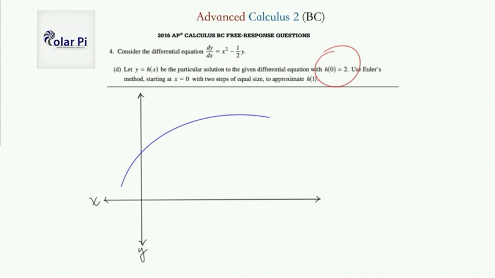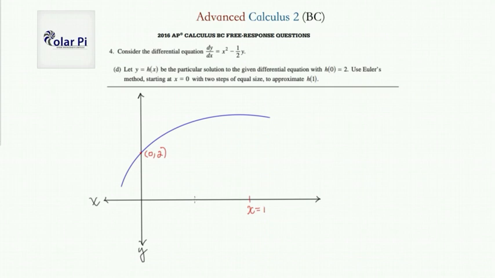So we know that the initial point is (0, 2) on the graph of h. So that's right there. So (0, 2) is on the graph of h, and of course, the blue curve I'm claiming is h. Fine. So what we do is we start off with a tangent line.